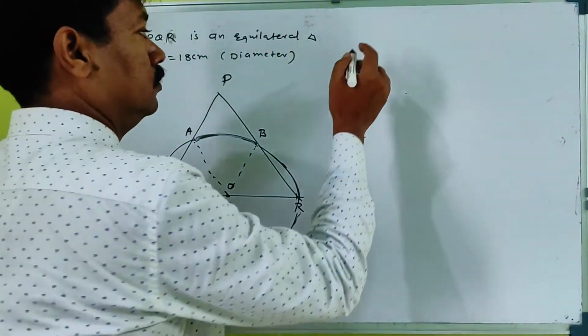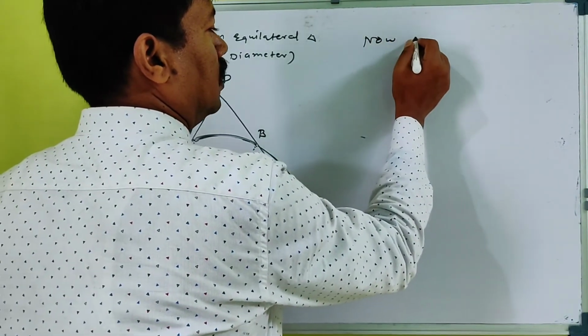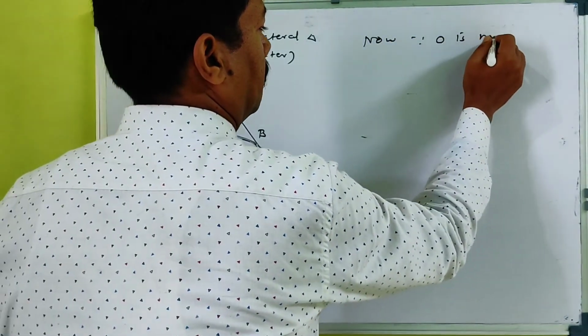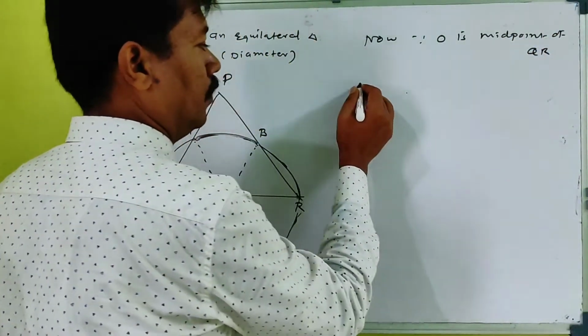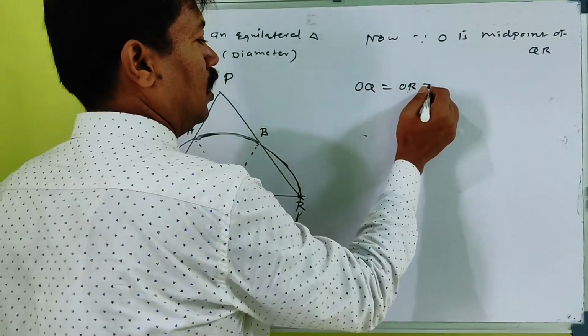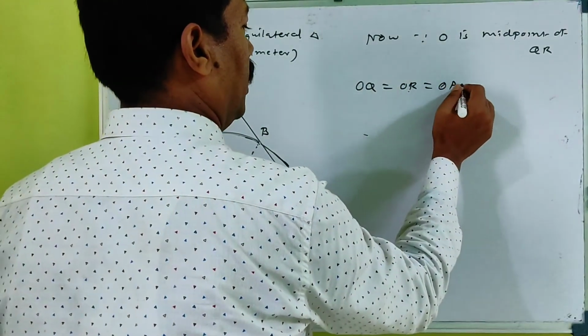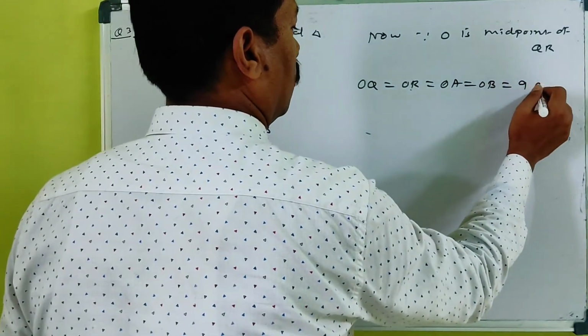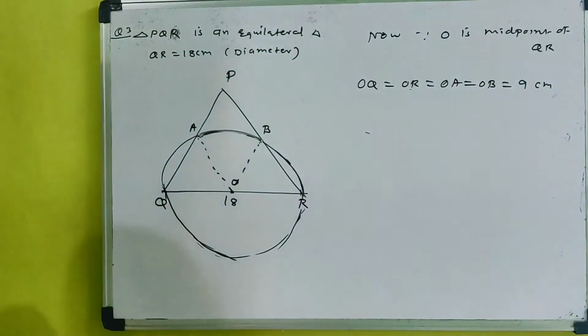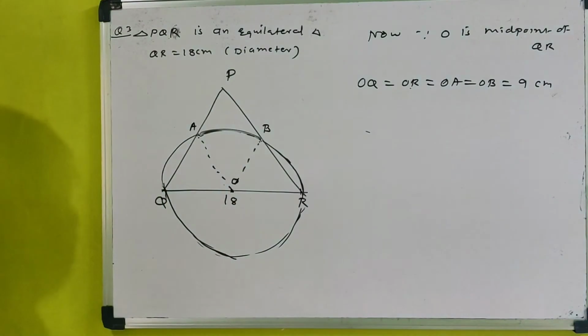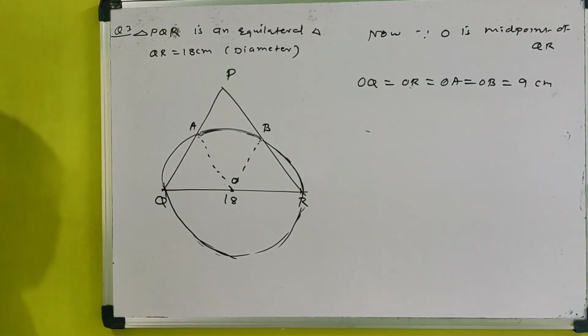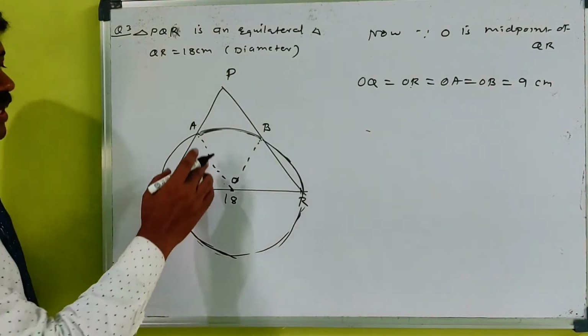Now, since O is midpoint of QR, OQ is equal to OR is equal to OA is equal to OB is equal to 9 centimeter, because that is nothing but the radius of the constructed circle. Midpoint is सब 9 centimeter हो जाएंगे. बराबर है. तो 9 centimeter. This is a 9 centimeter here.